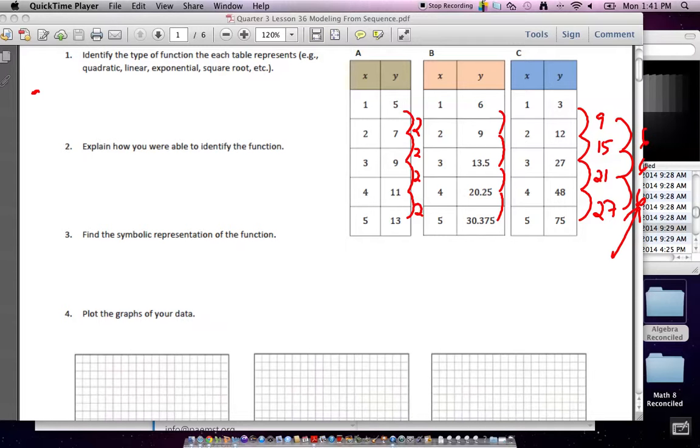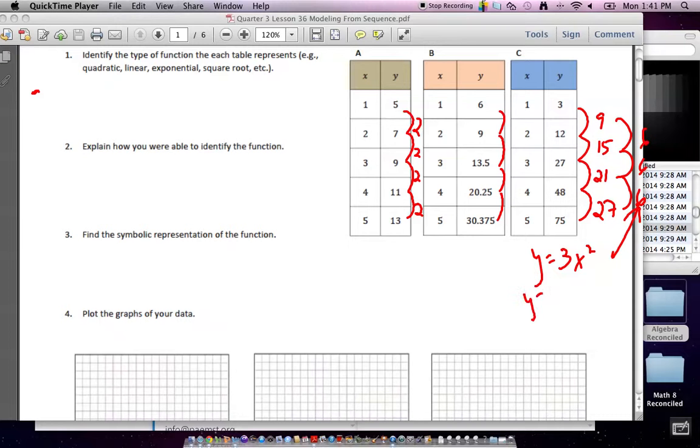Now, how else could I know this? There's another way to do it. I happen to notice that 1 squared is 1 times 3 is 3, 2 squared is 4 times 3 is 12, 3 squared is 9 times 3 is 27. So I noticed that the equation for this is y equals 3x squared.